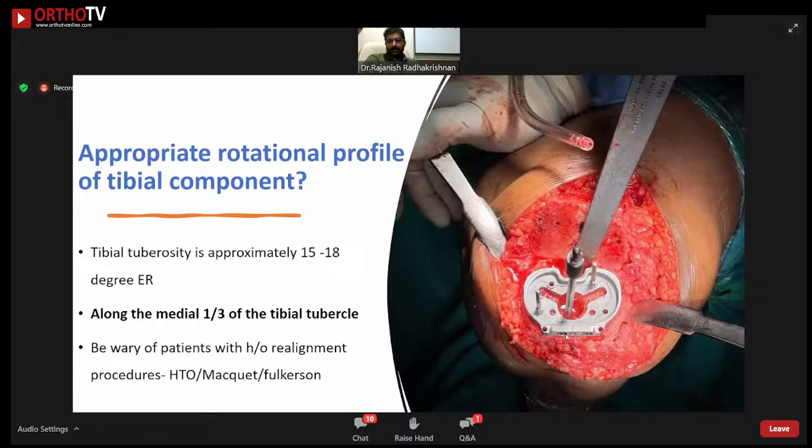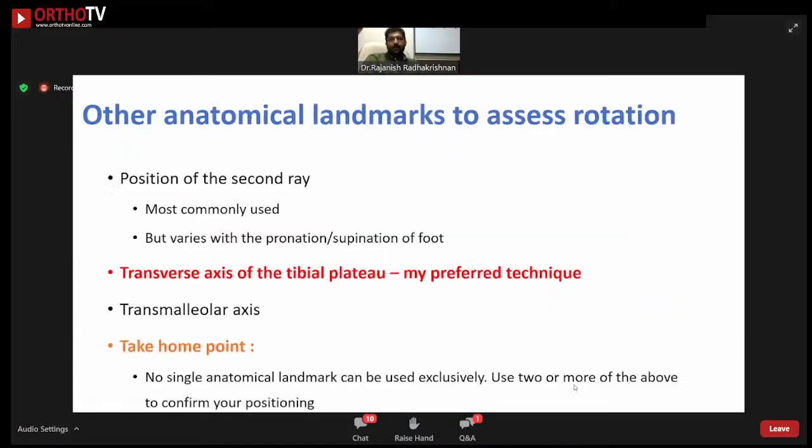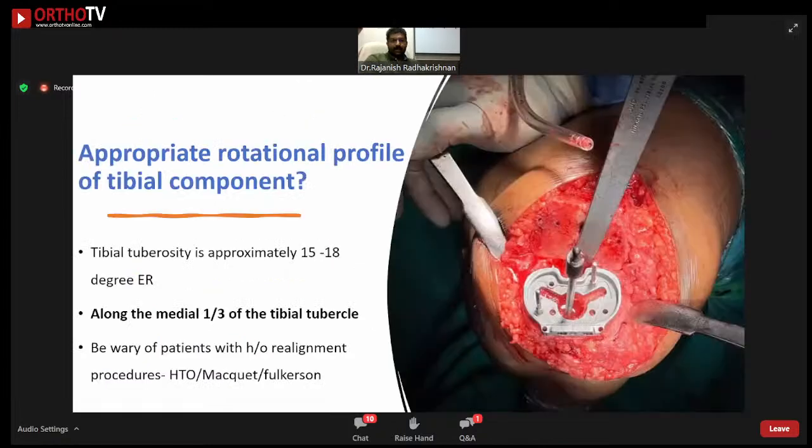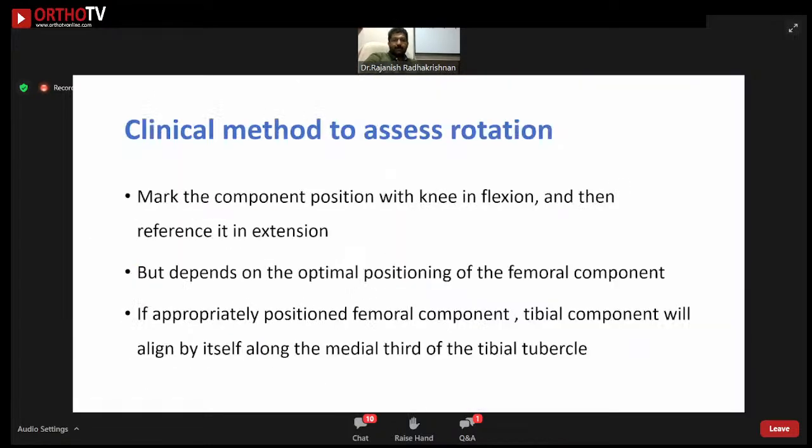In some jigs, there is only one marking. In other jigs, there will be two markings. So you can mark it here. That will give you a proper rotation of that implant to that knee. But make sure that it is always between the medial one third and the lateral two thirds, giving adequate external rotation.